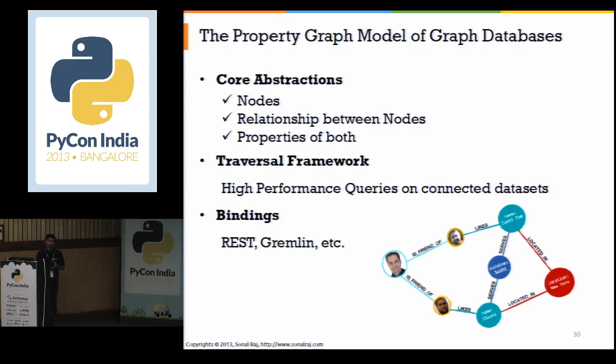There are traversal frameworks because if you want to access one node from another node, they have defined highly efficient traversal frameworks. So you can perform queries on these connected data sets. We have bindings for REST, we have bindings for Gremlin, and we have bindings even for HTTP.